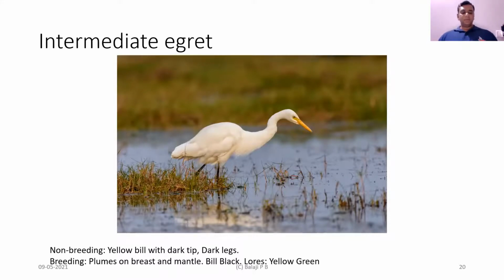In the breeding plumage, it will have plumes on the breast and the mantle. You can see these fine feathers on the breast and also on the mantle. So you will see more of them in the breeding plumage. And in the breeding plumage, you won't see this yellow bill. The bill becomes completely black. And the lores, the patch between the eye and the beak, that area becomes yellowish green in the breeding plumage. I'll show you a picture in some time so you can appreciate this feature better.